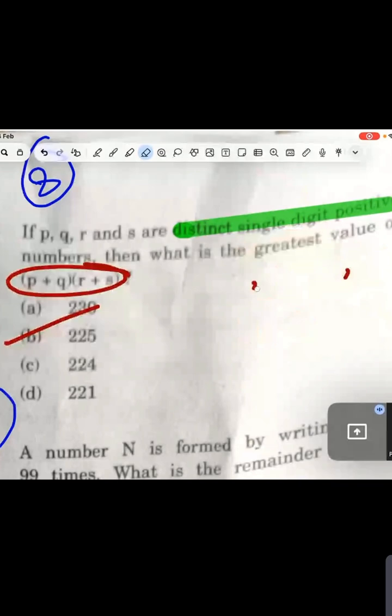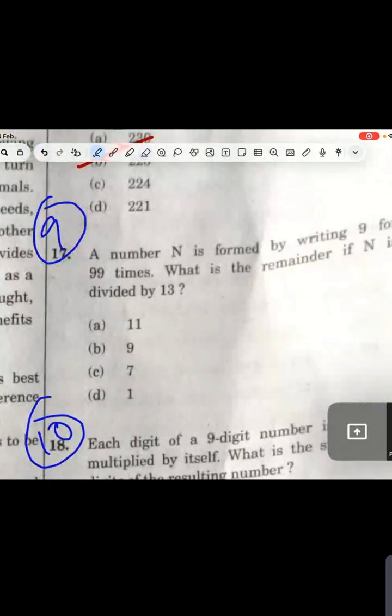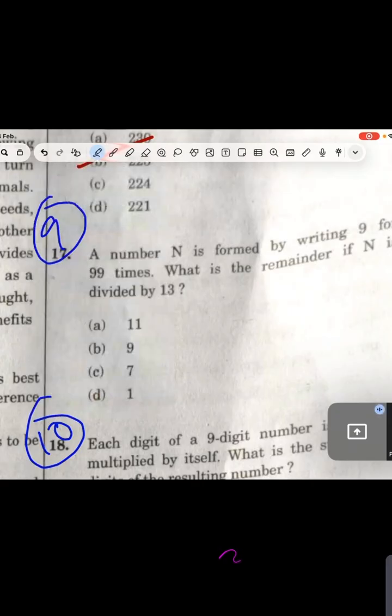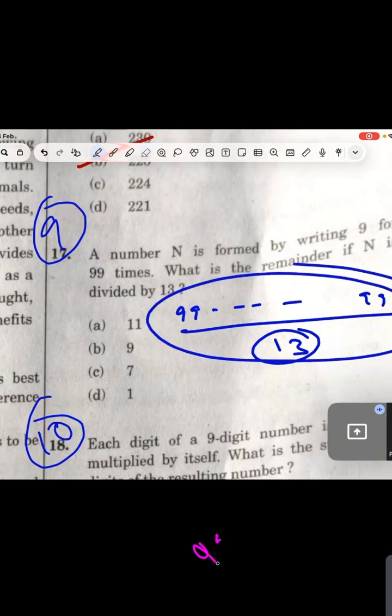Read question 17. A number n is formed by writing 9 ninety-nine times. What is the remainder of n if it is divided by 13? Very good question. Actually, they are checking your common sense. The question is saying write 9 ninety-nine times, then divide by 13 and tell the remainder. Is it possible humanly? Not possible. That's why, guys, we have to find the pattern.